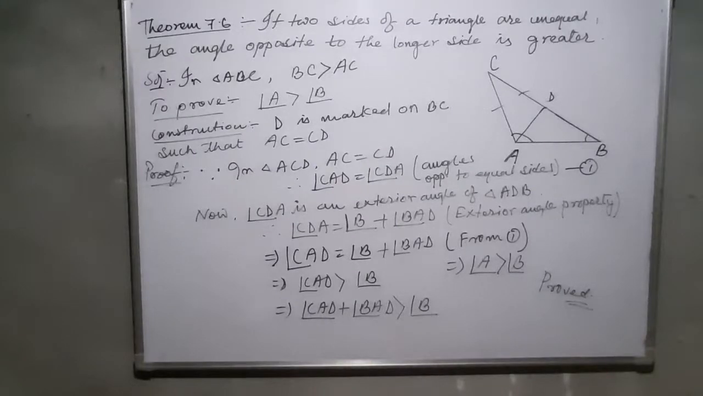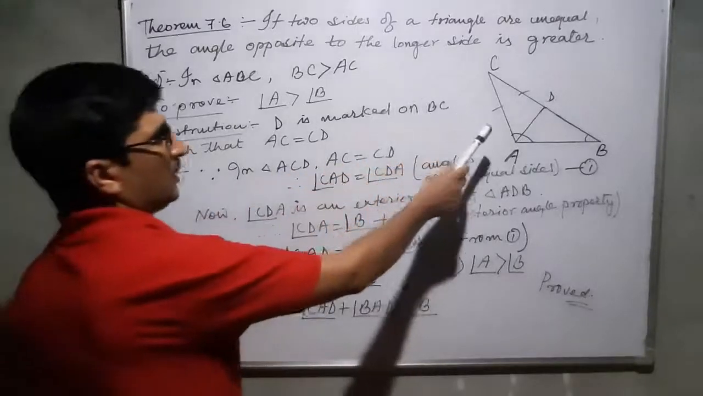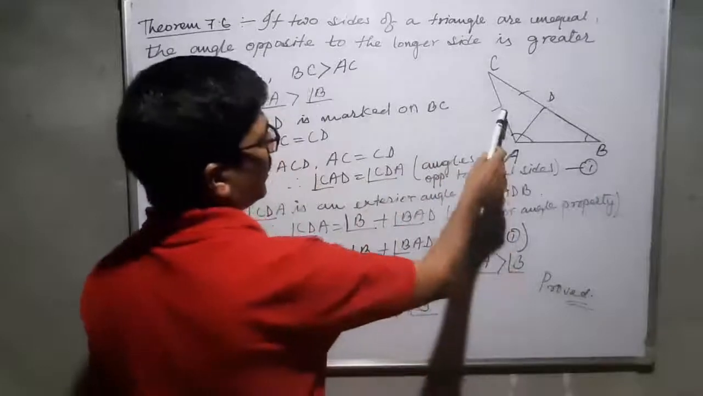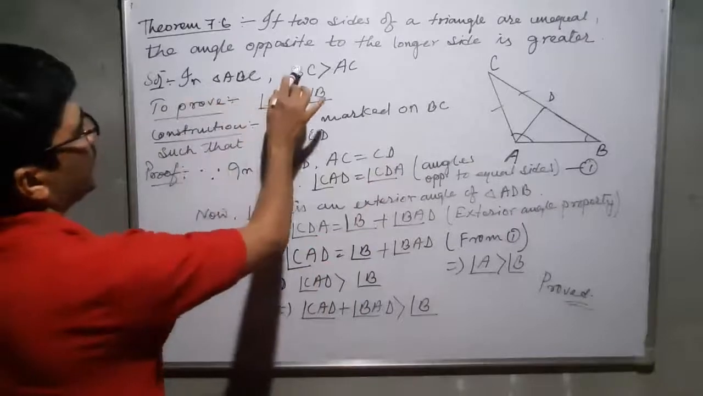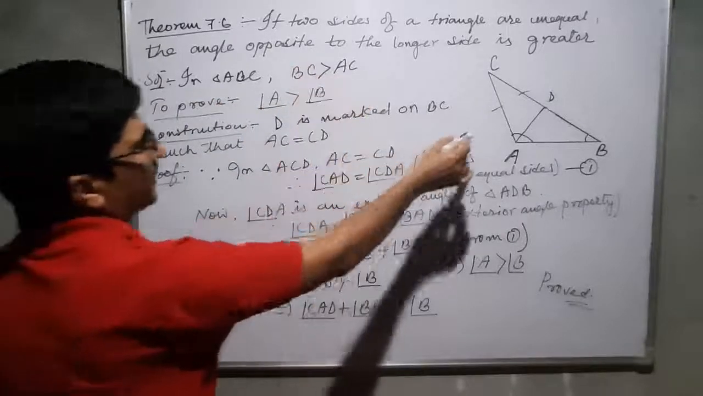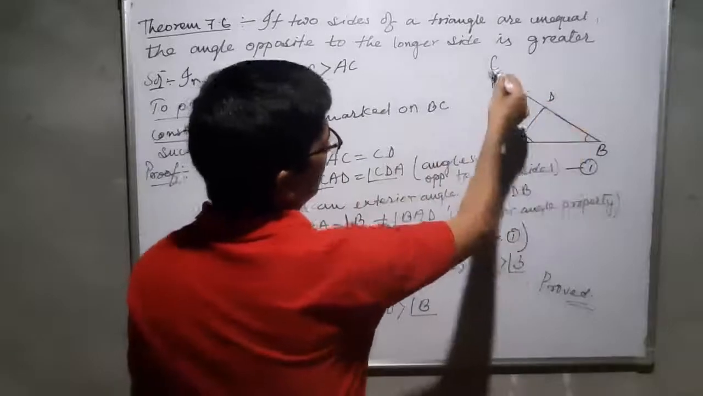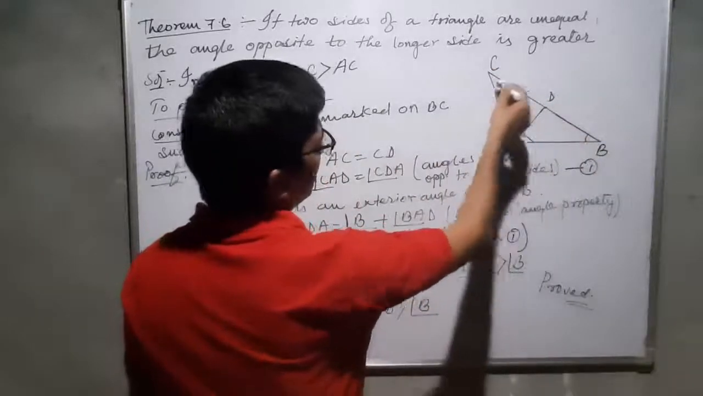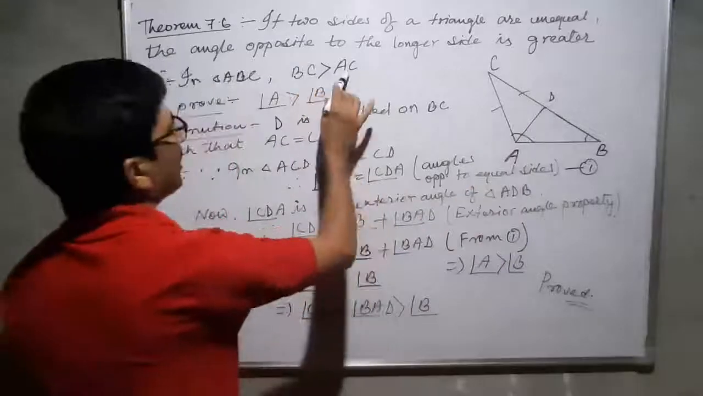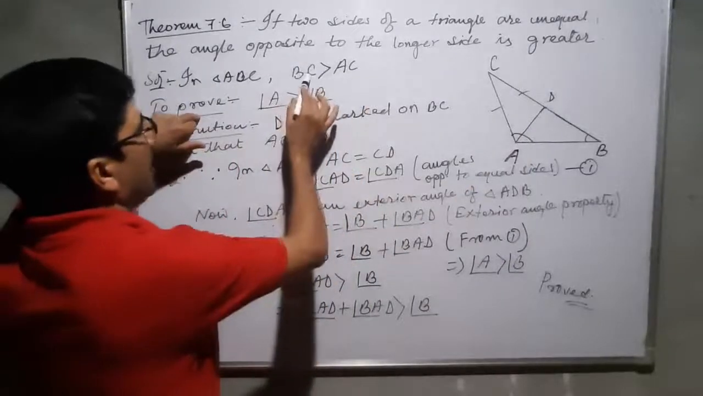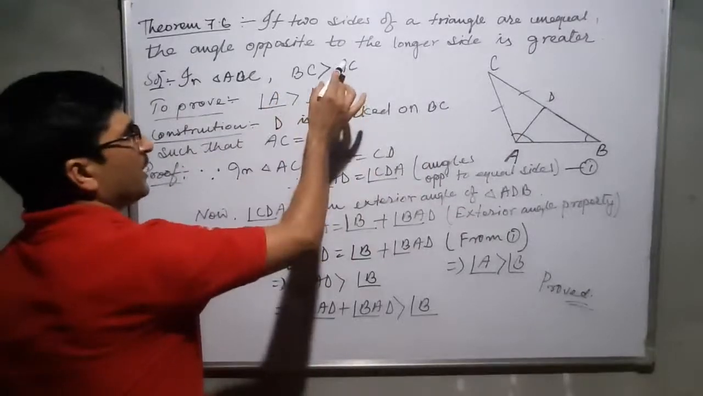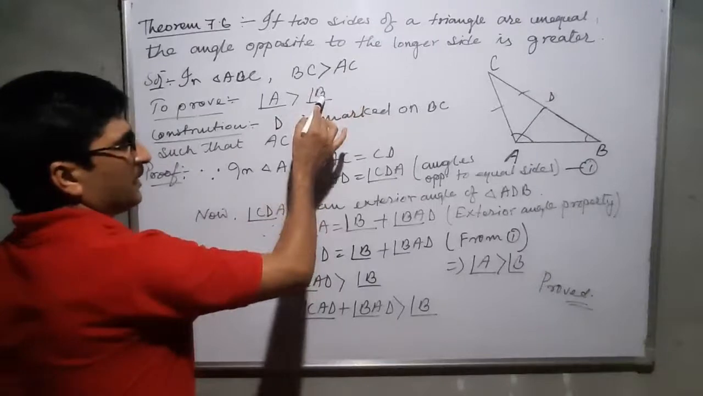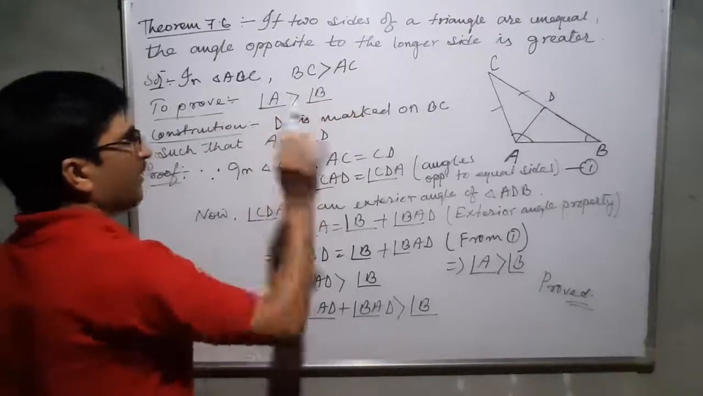Now its proof. Here we have taken a triangle ABC. It is a scalene triangle. No two sides are equal. Now in triangle ABC, suppose BC is greater than AC. BC is the greatest side. Here you can see from the figure, BC is greater than AC. So BC is greater than AC. Then we have to prove that the angle opposite to the greater side, that means angle A opposite to BC, is greater than the angle opposite to the smaller side. That means angle A is greater than angle B. We have to prove this.